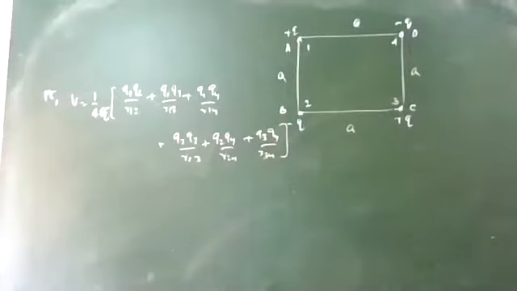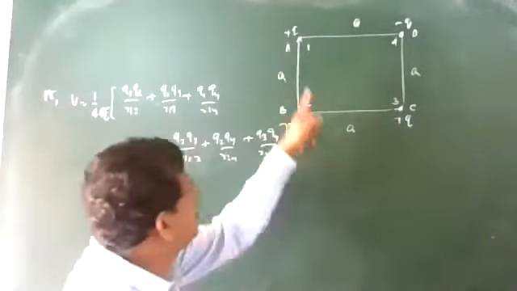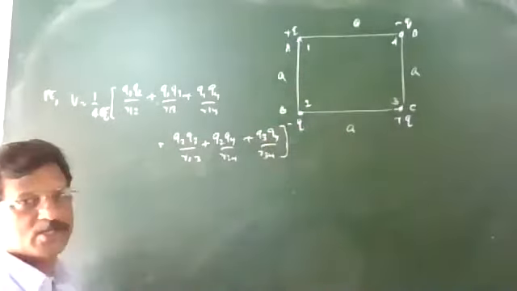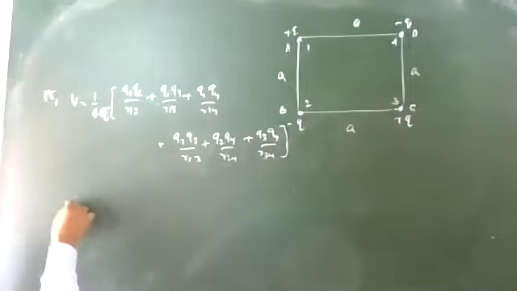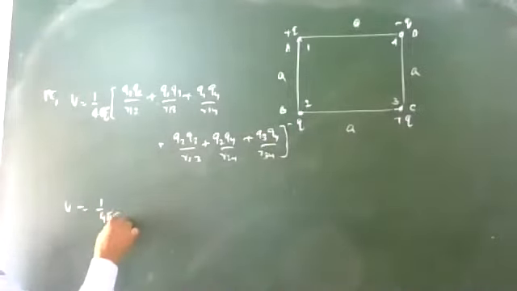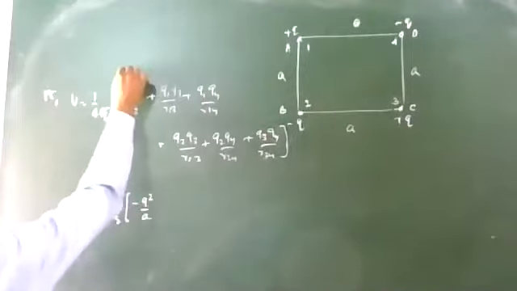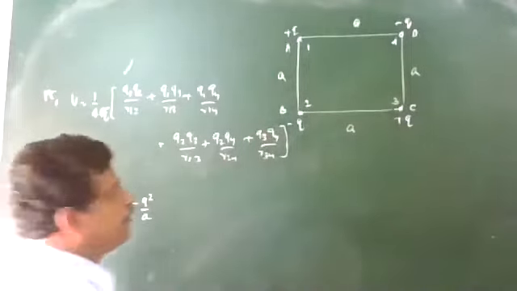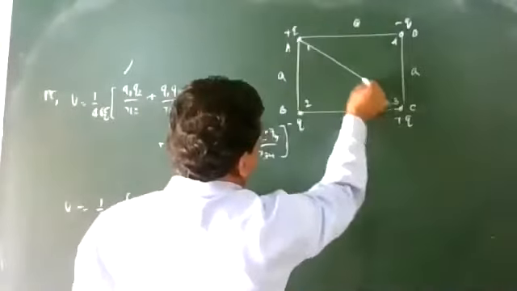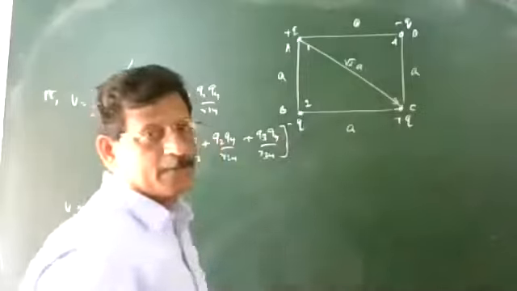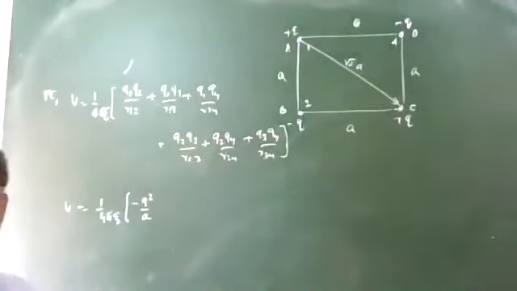Now 1 and 2. Above and below there is a plus Q and minus Q. Plus Q and minus Q, first term: 1 by 4 epsilon 0, Q1 Q2, 1 and 2, minus Q square divided by a. 1 and 3, 1 and 3 are diagonal. Diagonal distance is root 2a. Remember, diagonal distance is root 2a.